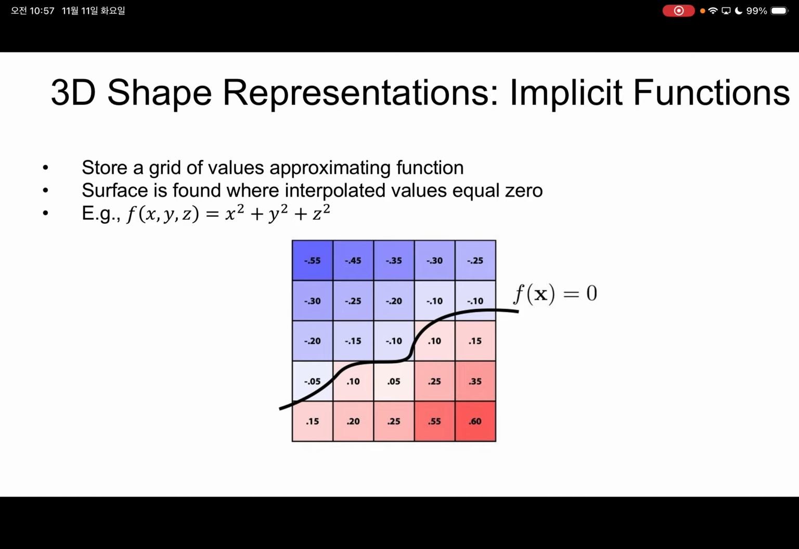And this one shows the visualization of an implicit function. We store a grid of values approximating the function, and then the surface is found where the interpolated value equals 0. So these values are negative, these are negative, these are negative. These are positive. And somewhere between negative and positive, at the point where x makes the function 0, there might be the surface of the 3D object. That is the way this implicit function can represent a 3D surface.